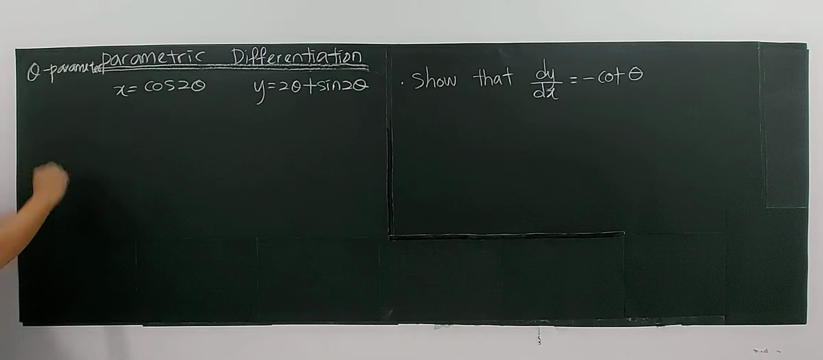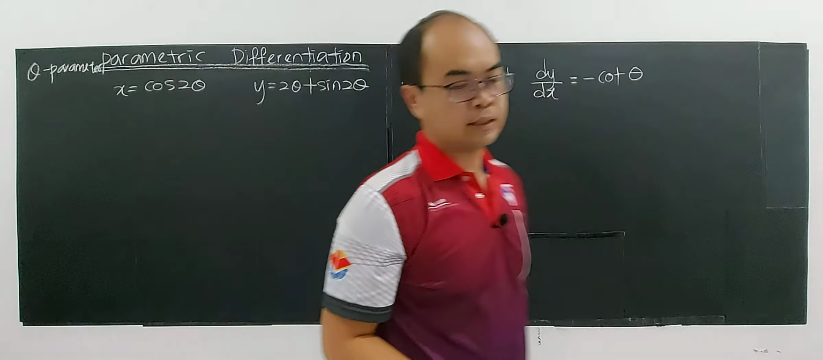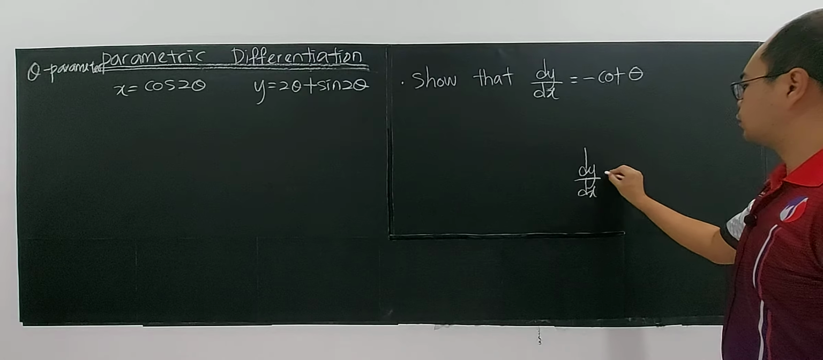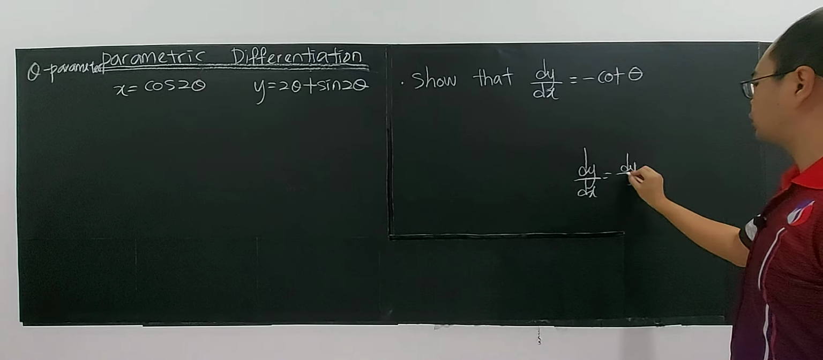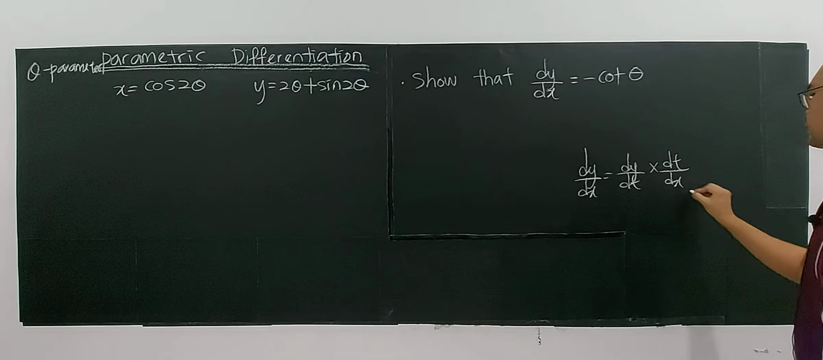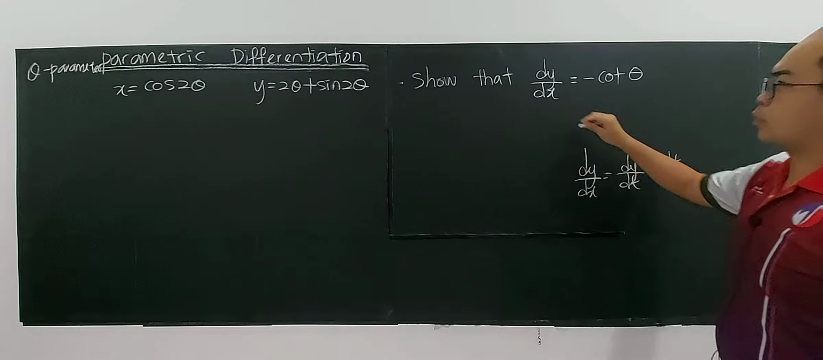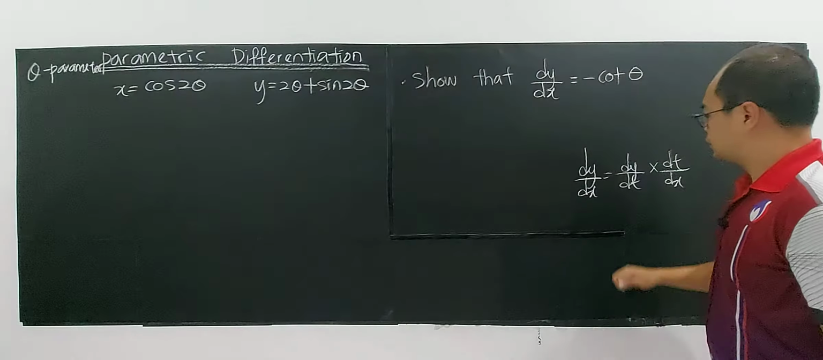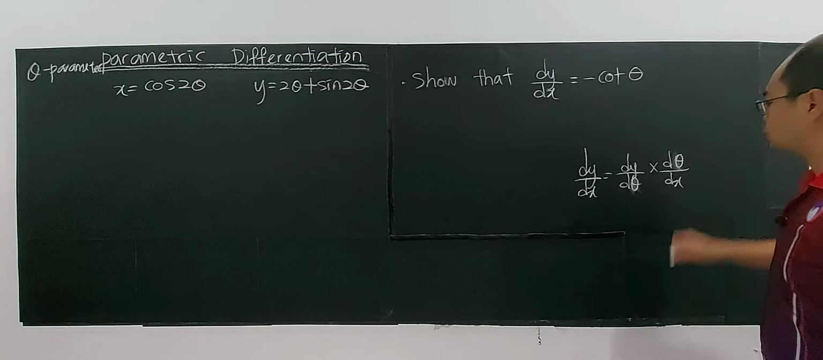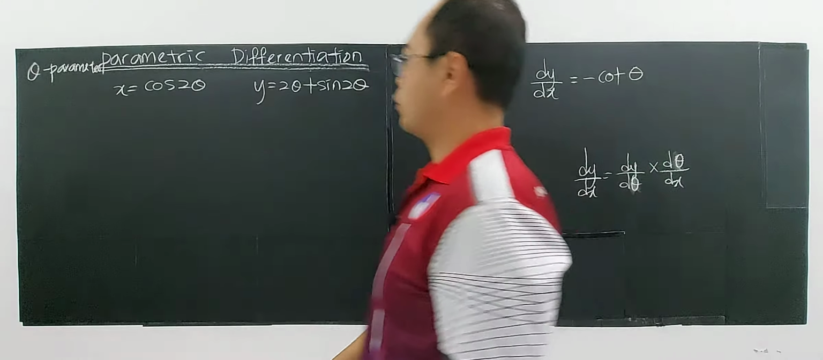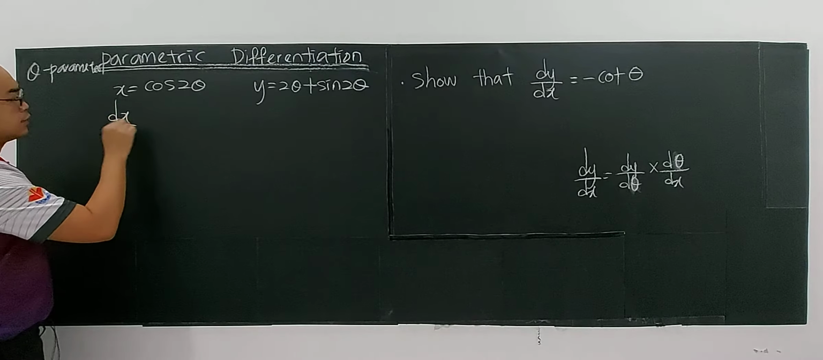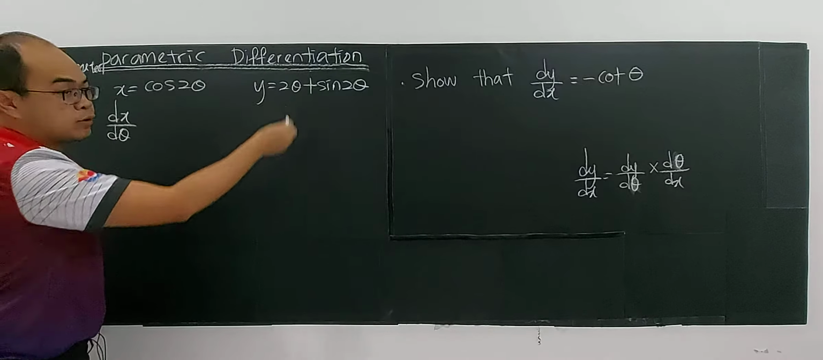Theta is your parameter. So as you know, to find dy/dx, dy/dx is dy/dt over dx/dt. As usual, we use t to represent the parameter, but for this case your parameter is theta. So you're going to replace the t with theta, which means that we're going to find dx/d theta and dy/d theta.